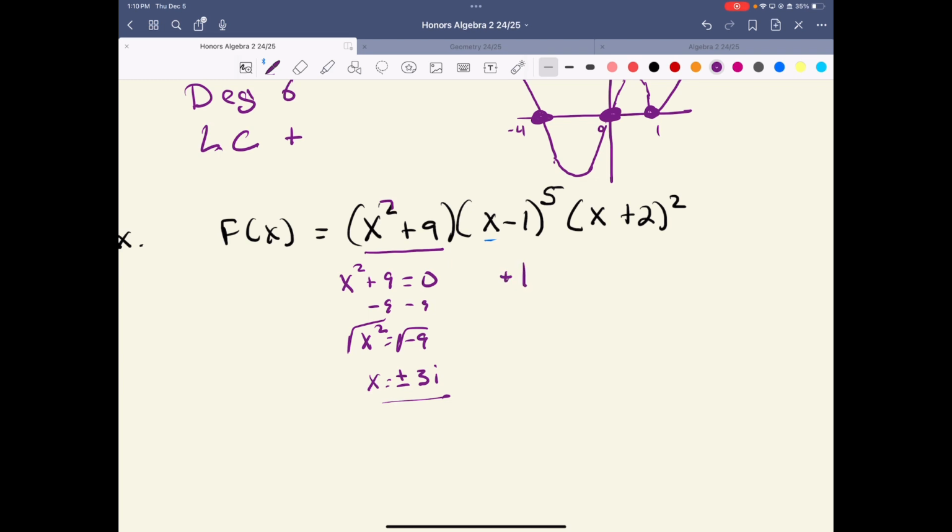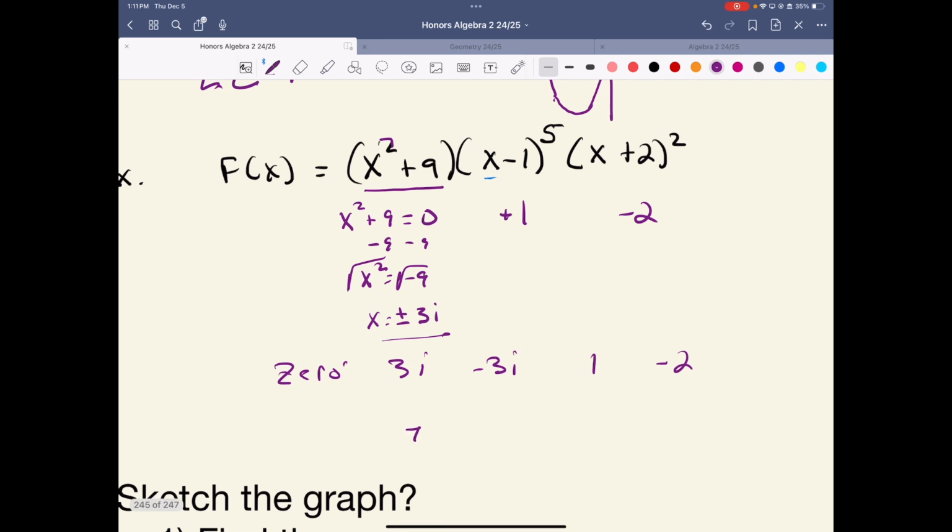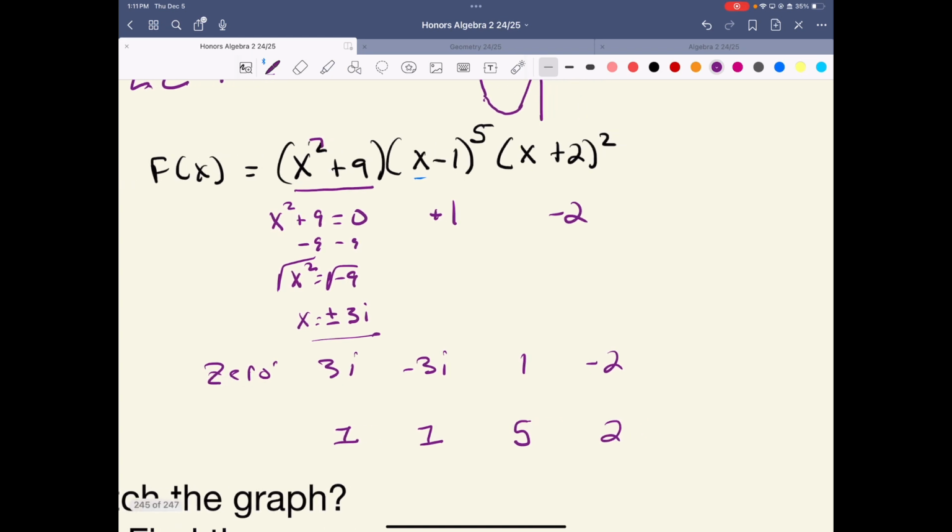It's just 1, right? And this is negative 2. So our zeros are 3i, negative 3i, 1, and negative 2. Multiplicity-wise, how many times does 3i happen? Once. How many times does negative 3i happen? Once. How many times does 1 happen? 5. And how many times does negative 2 happen? 2. So what's the degree of this?